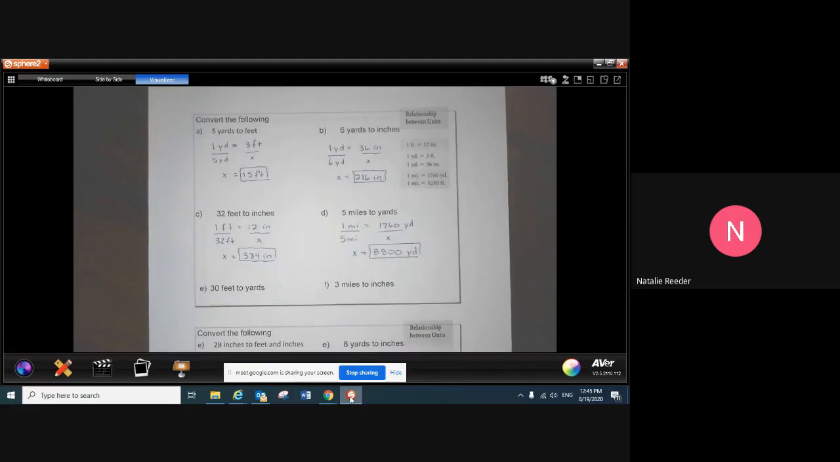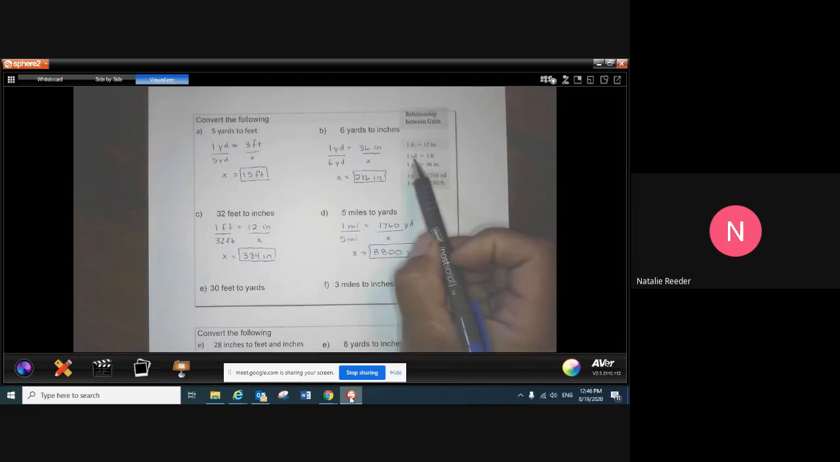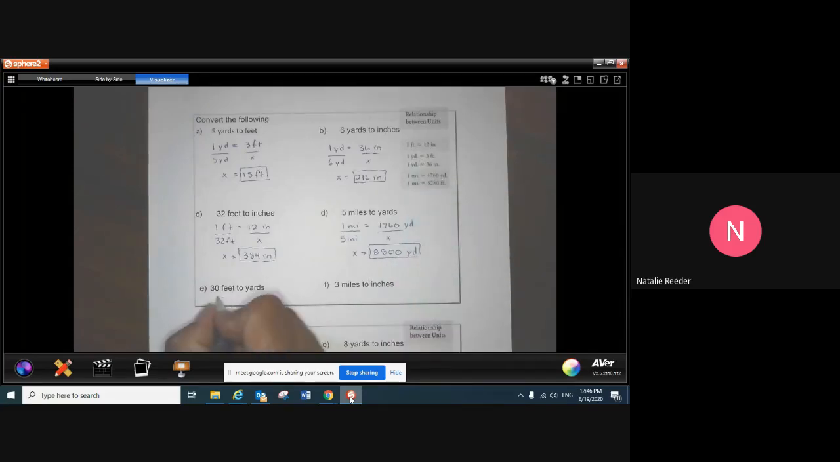Now, 30 feet to yards. So we need to go and look for feet and yards. No, it doesn't have to be in the same order. So here I see a yard and a foot. This is the one that we want. So 1 yard equals 3 feet. So here you just have to make sure that when you're setting up your proportion, your 30 feet has to go under the 3 feet. Feet go under feet. And the yards is what we want to find.